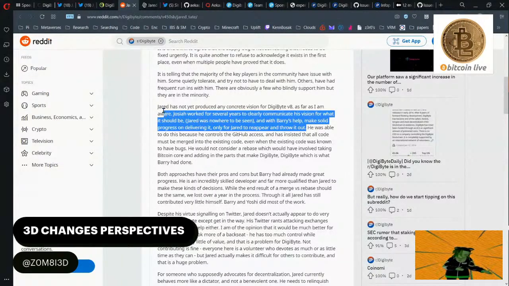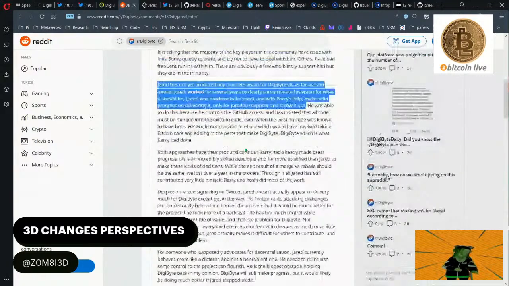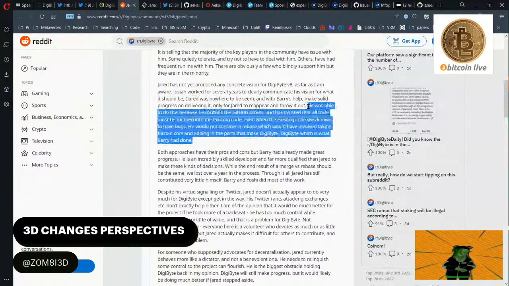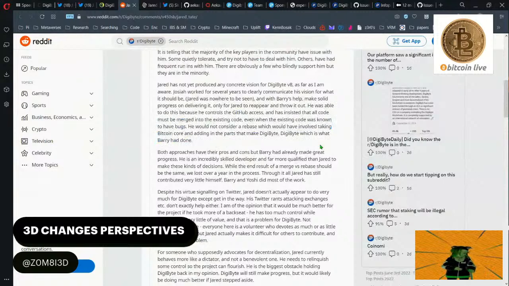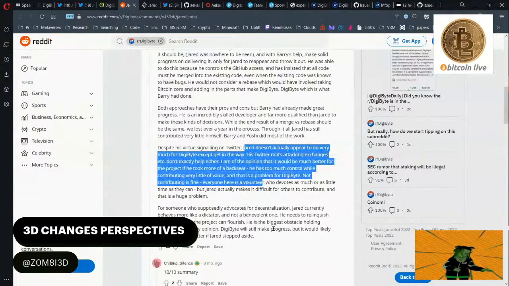So I'm pretty sure this is the main thing they're talking about right here. I've heard many times that there are times where he is just MIA, missing in action, and that does make things difficult to get done if you're in control of the GitHub or you have the ability to reverse merges or anything like that. Obviously that's some power to have, and it's some form of centralization. And now this guy is talking about how Jared very much doesn't blah blah blah for DigiByte. You're basically saying that Jared's not really involved in the community.